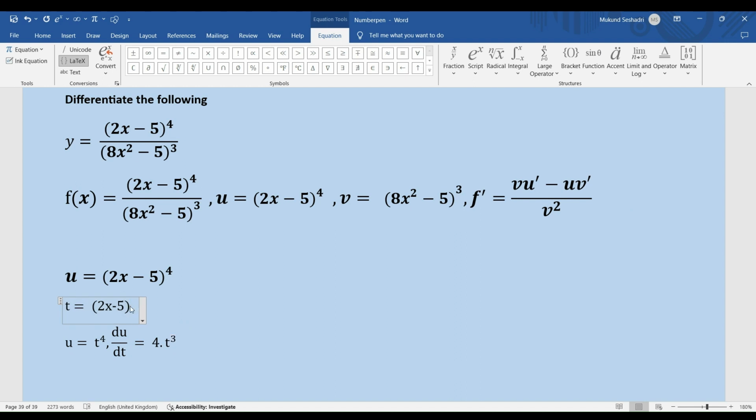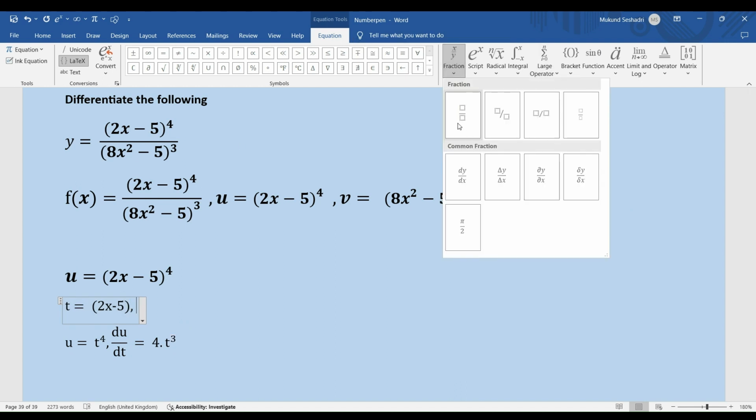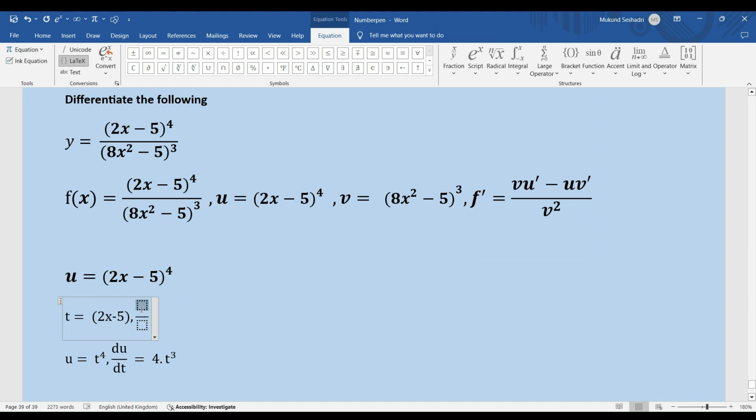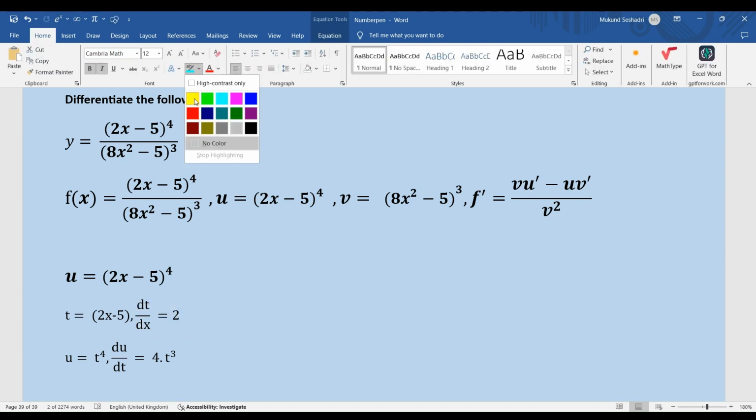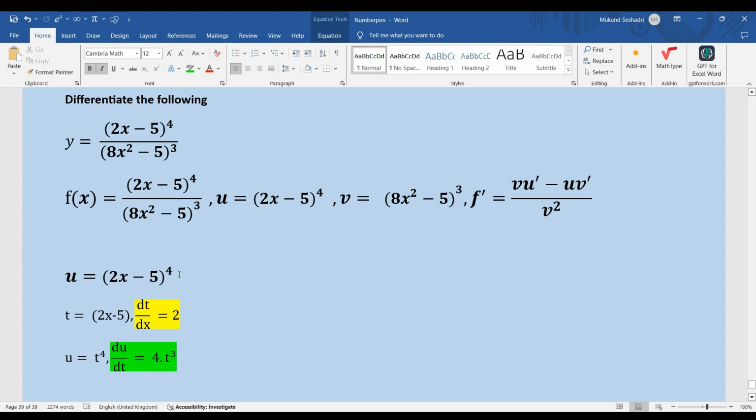And then I have my 2x minus 5. I'll calculate my dt by dx. My dt by dx is nothing but d by dx of 2x minus 5, which is d by dx of 2x, which is 2, and d by dx of minus 5 becomes 0. So my answer for dt by dx is 2. Let me highlight it using yellow. I have my du by dt, which I will highlight using green, which is nothing but 4 times t cube.